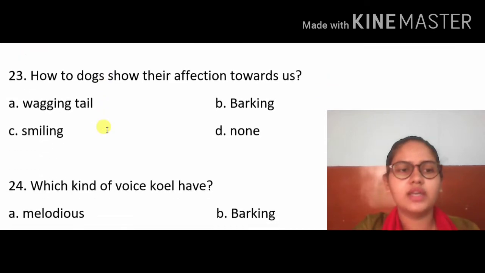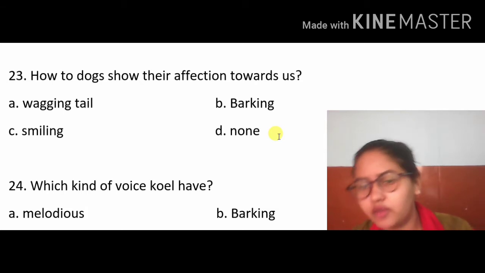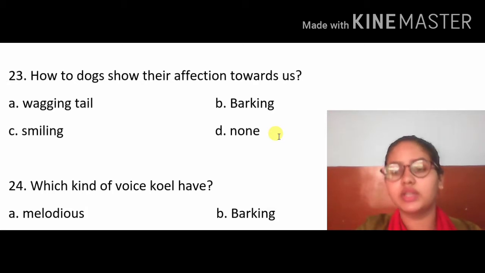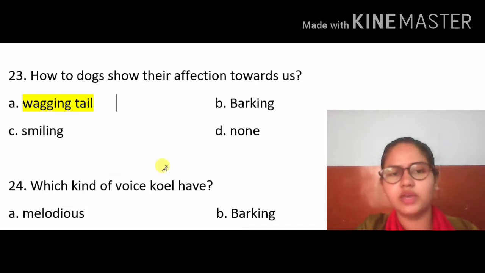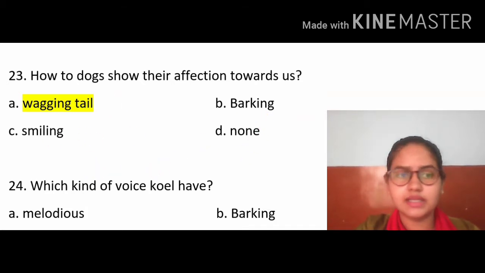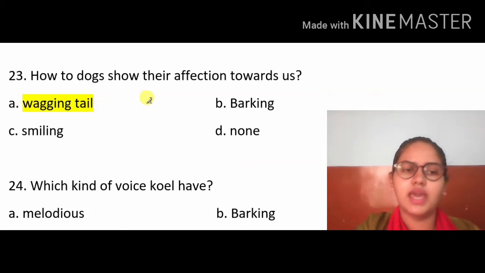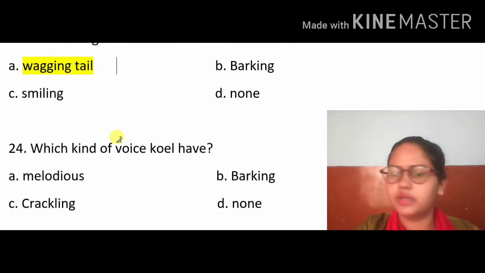Now here is, how do dogs show their affection toward us? In every lecture where we learn about birds and animals, I have given how they show their emotions by waving their tail. So how do dogs show their affection toward us? By waving their tail. So the answer of this question is the first, right? Waving tail, okay? Barking is not the right answer, smiling is not the right answer, and D is not our option. So A is the only correct option.